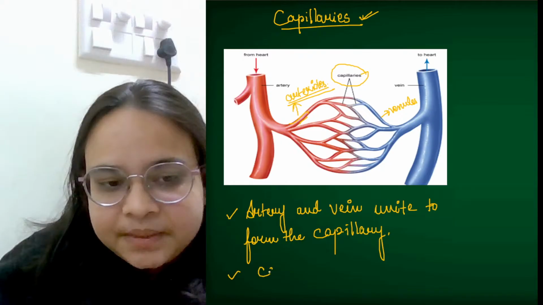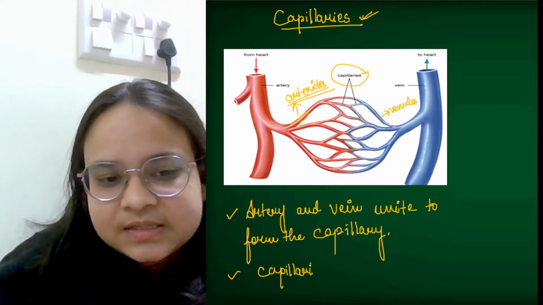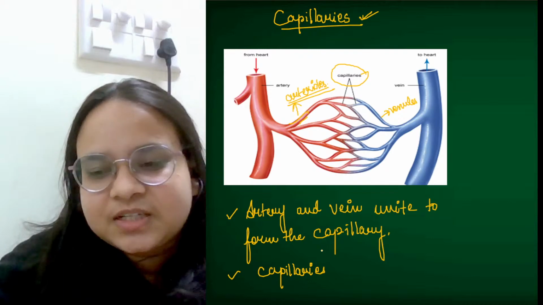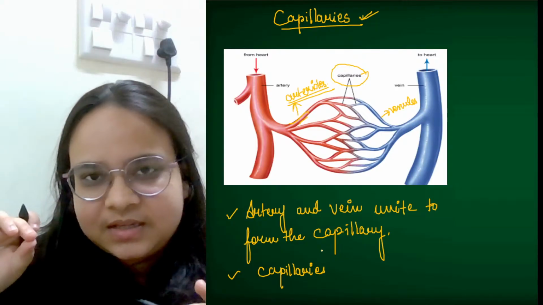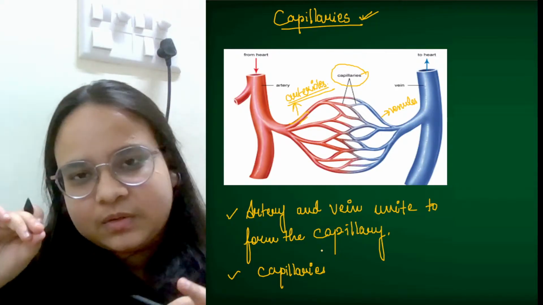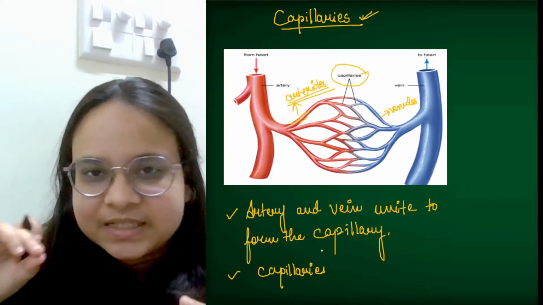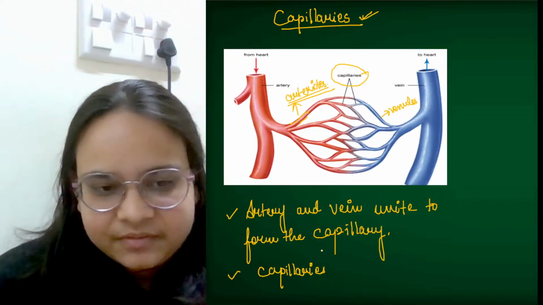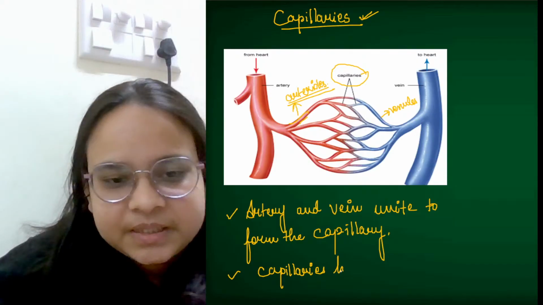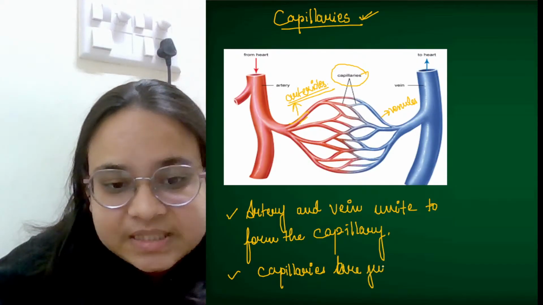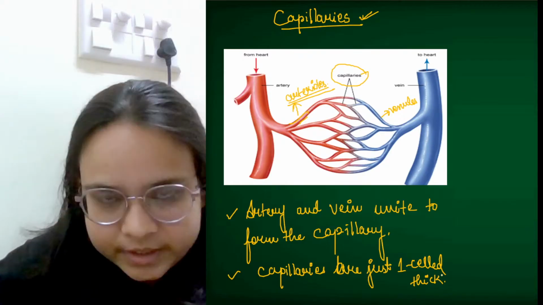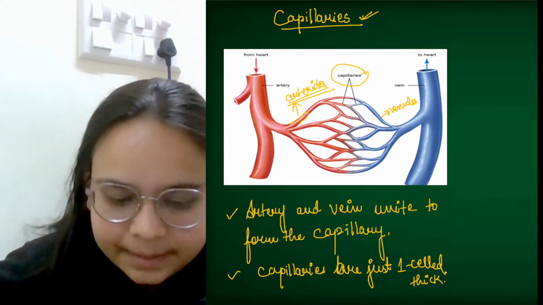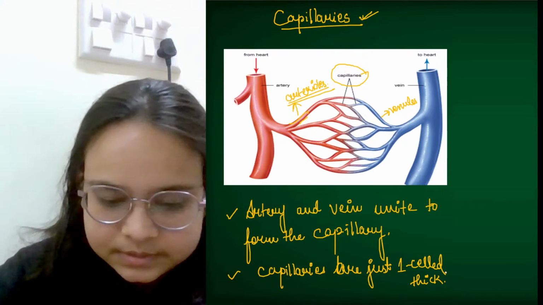Second thing, capillaries are just one cell thick. Isn't it magnificent? It has a diameter of just around one cell. Whatever the thickness of a single cell is, the same thickness the capillary has. So capillaries are just one cell thick. These are the most significant points that we have to understand about capillaries.